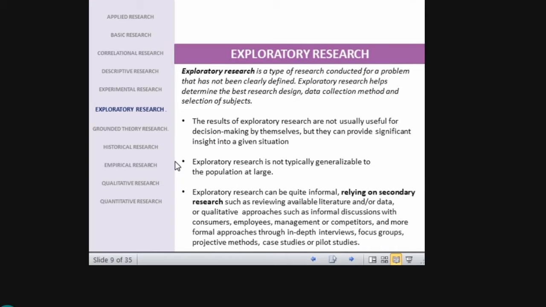Exploratory. The name itself implies that it explores the possibilities. It is conducted for a problem that has not been clearly defined. Okay, it helps to determine the best research design, data collection, and selection of subject. See, here the problem is not clearly defined. For example, let's say WhatsApp. Let's say we are using WhatsApp, right? WhatsApp installs a new feature.